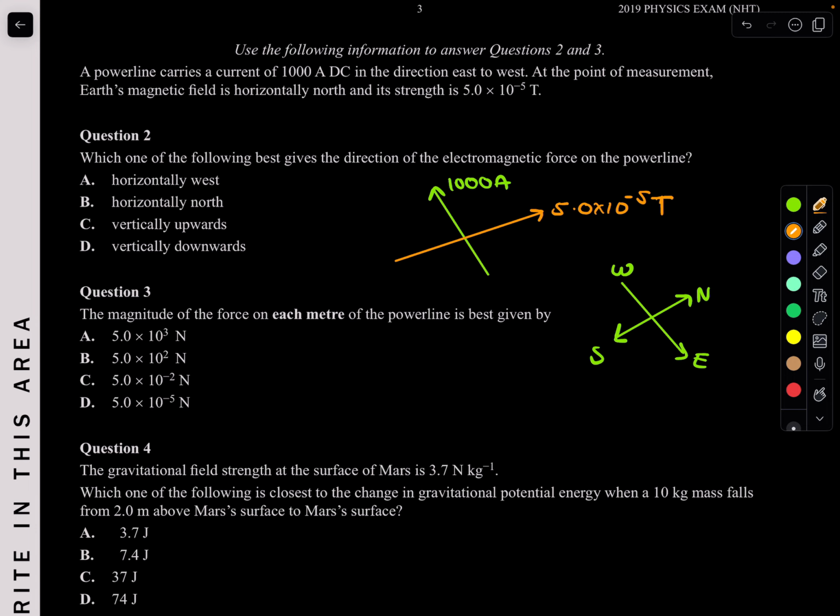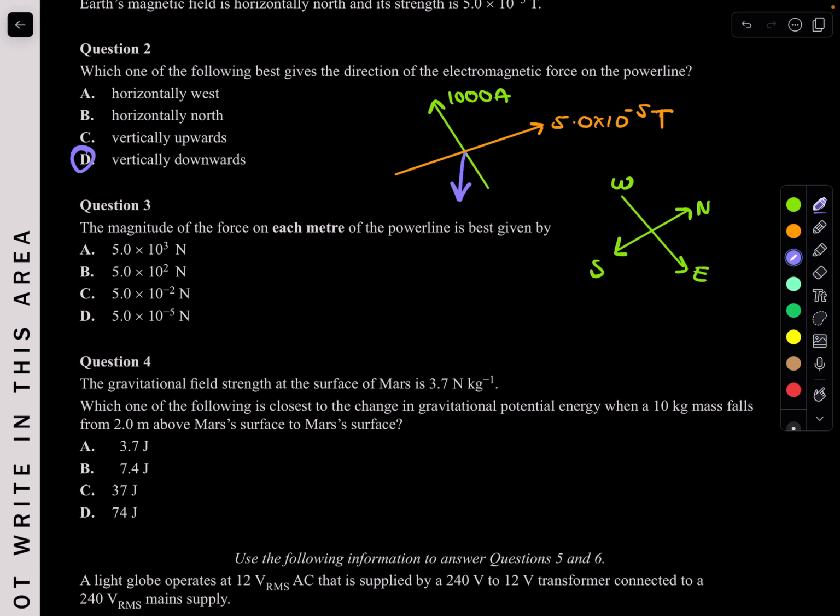Easy. We're going to be using the right-hand slap rule. We know our thumb is going to go to the direction of current, and our fingers are going to go to the direction of the magnetic field. As you can see, your palm should be going vertically downwards. So, like this. There we go. So, D is your answer.